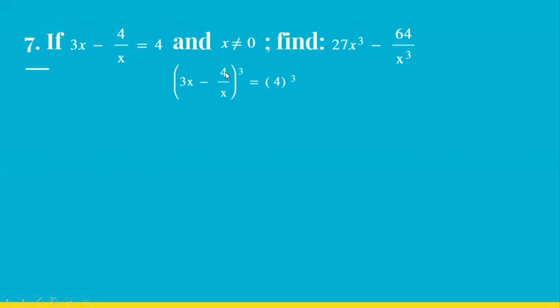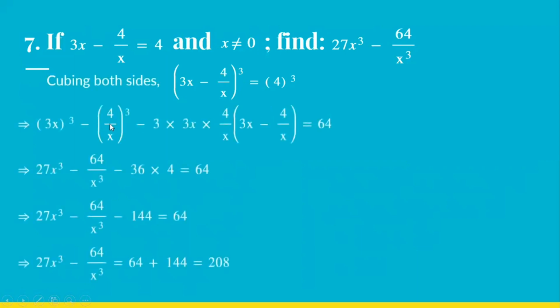So 3x minus 4 by x the whole cube is equal to 4 cube. Let us expand: a minus b the whole cube is a cube minus b cube minus 3ab in bracket a minus b. We put in this identity. So this x and x got cancelled. So 3 3s are 9, 9 4s are 36. This is how you get this as 36 into 3x minus 4 upon x.